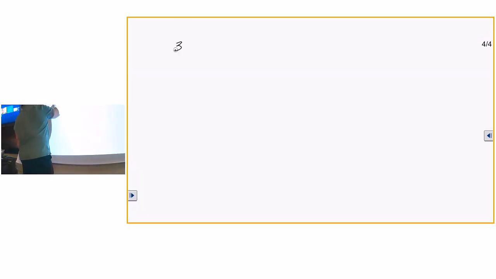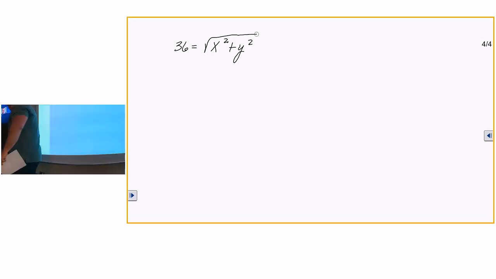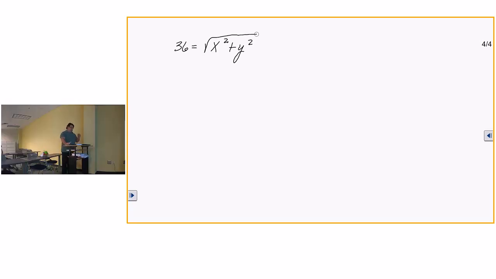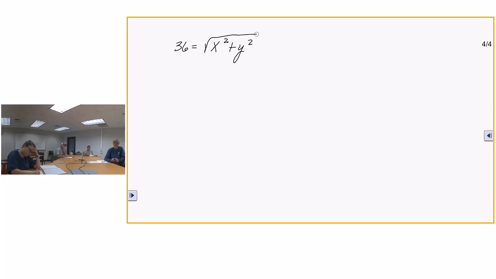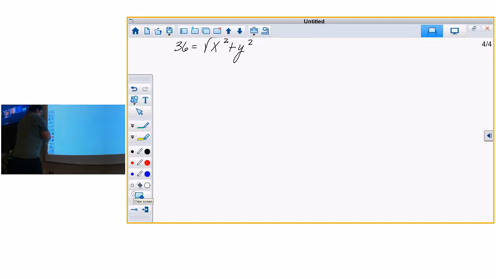36 is equal to the square root of x squared plus y squared. Now, radicals in calculus don't what? So you need to get rid of that radical. How do you get rid of the radical? Square both sides. You were thinking of a rational exponent. That's not going to help you. It would make it longer. I mean, you could do it, but it would make it longer.